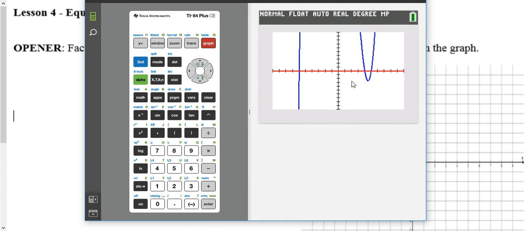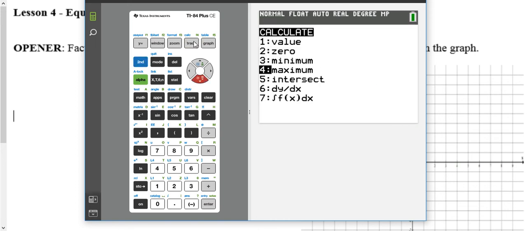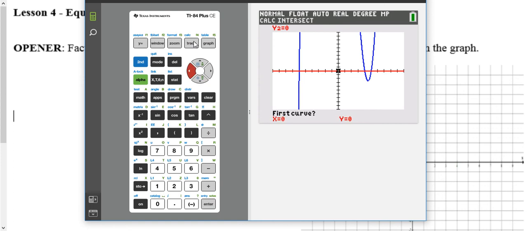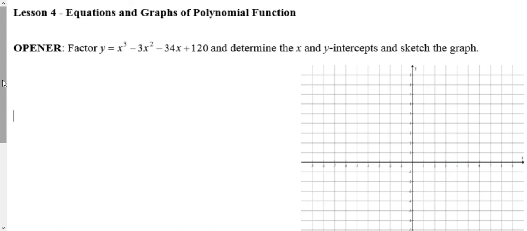I see 1, 2, 3. I see 3 lines there. I don't see my full graph, but more or less this should be okay in terms of factors. I'm going to go second trace, option 5 here, and I'm going to look for this very far left x-intercept first. So 1, 2, 3. There you go. So you have an x-intercept at -6. So let's quickly jot that down.